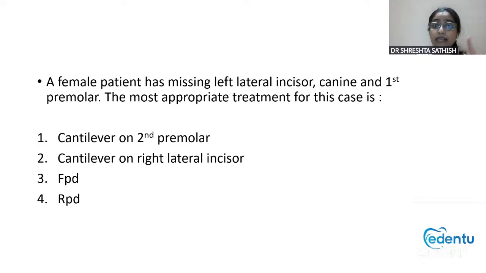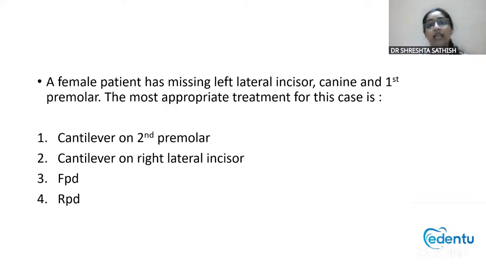Cantilever on right lateral incisor. Doesn't make sense at all. Maybe they meant to ask about right central incisor. Again, it is not possible. You have an option of an FPD where you have the central incisor, then you take the second premolar and first molar. Then you have an RPD.